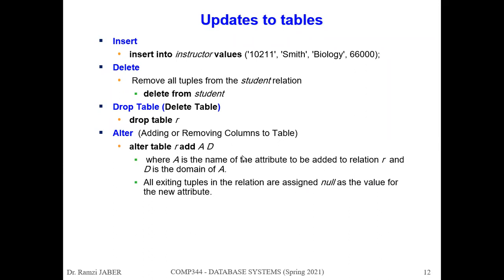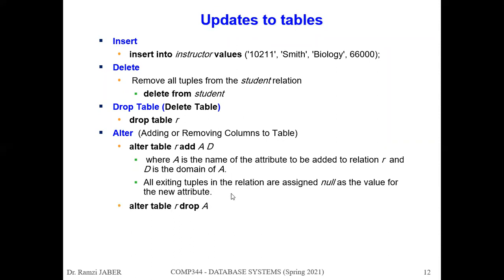We have a table with data. There are data inside the table, and we want to add another field. So when you add this field using alter, the values of this field for all existing data will be null. Okay, so we have the value null. Later we will handle the null value and its errors.